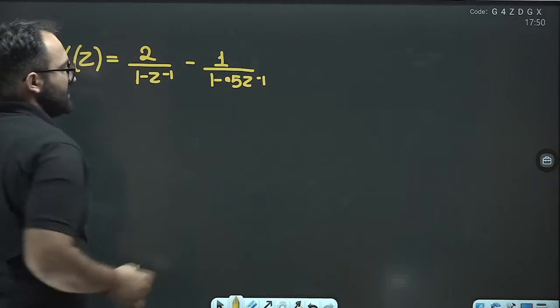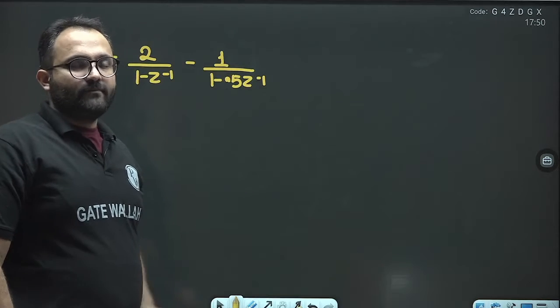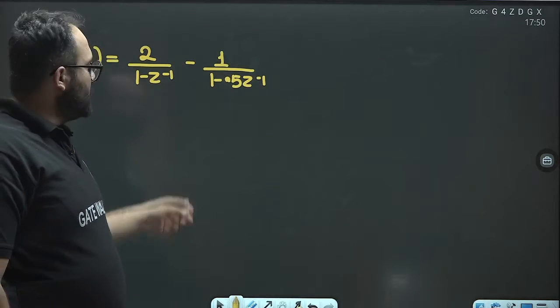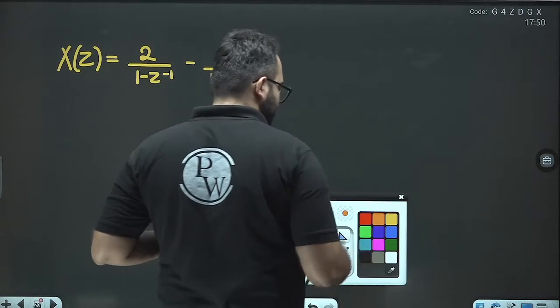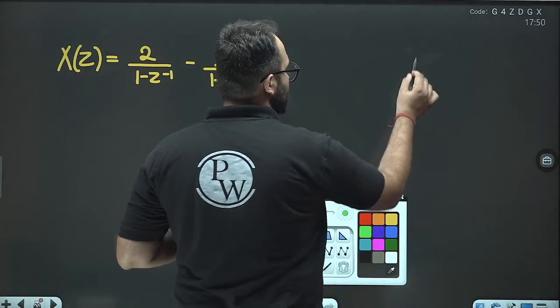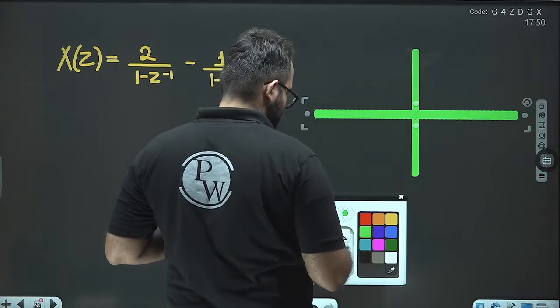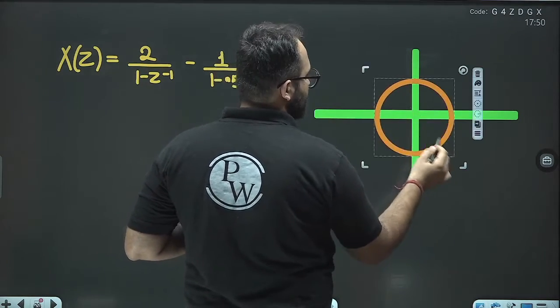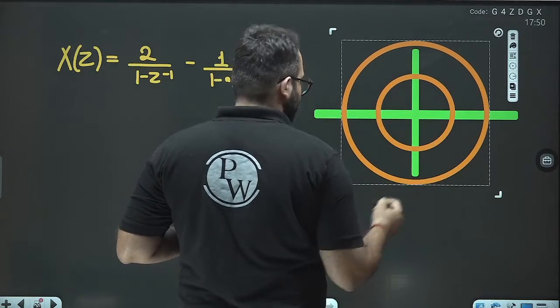Now here we can see that we have two poles. One pole is at 1, one pole is at 0.5. So we have regions like this. Okay, so we draw two circles.